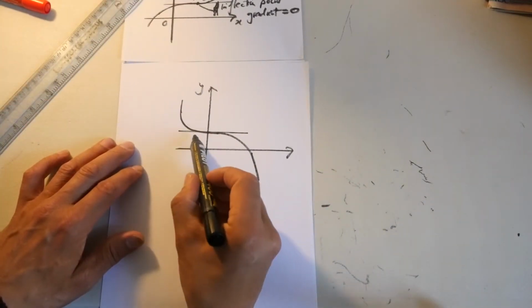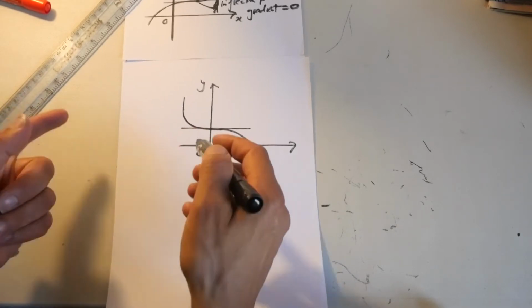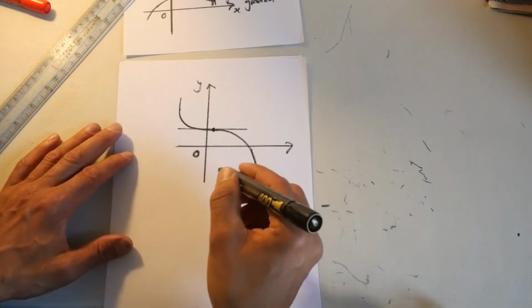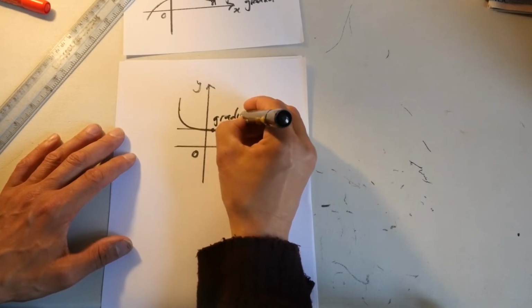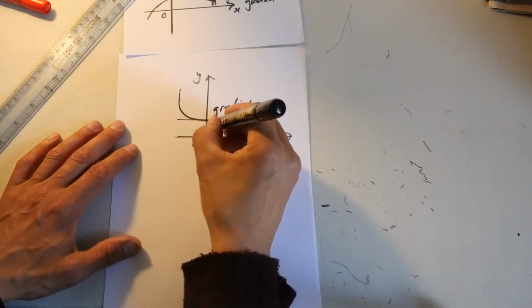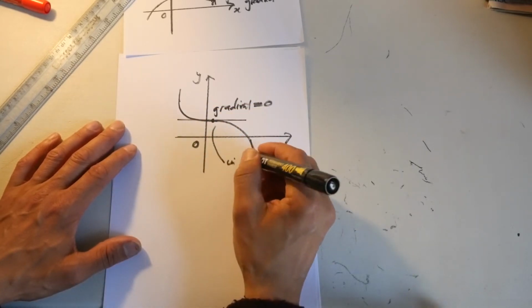You don't often draw the tangents in, but I'm just doing it to illustrate that there's a point that's going through here, which is the point at which the gradient equals 0, okay? So this is, again, an inflection point. The point of inflection.